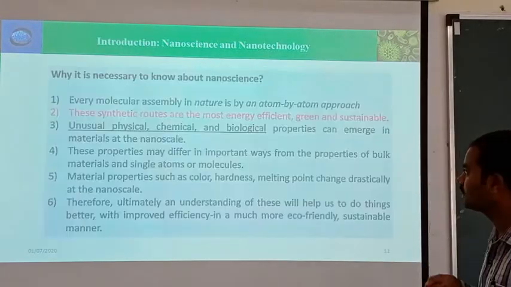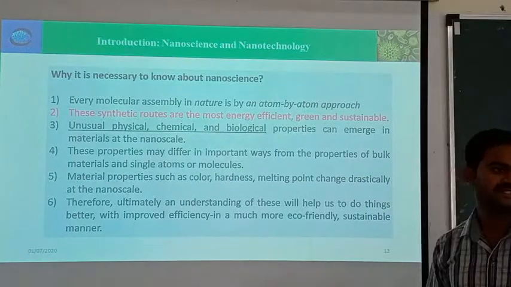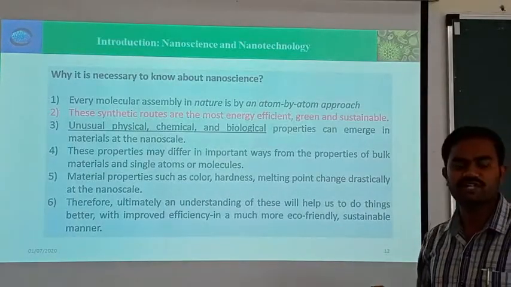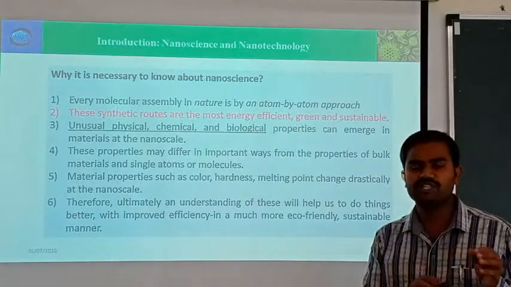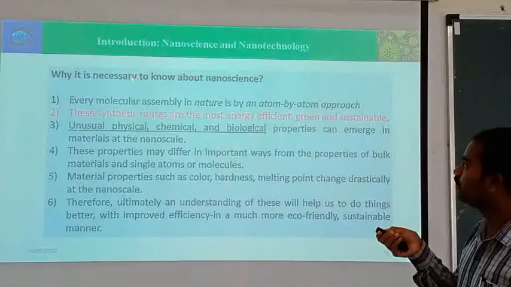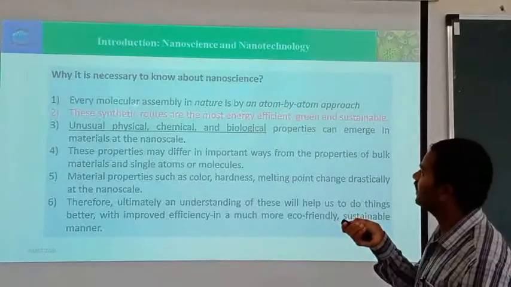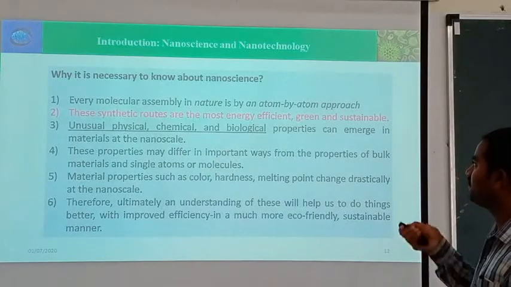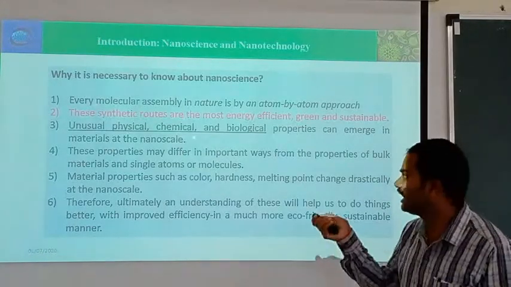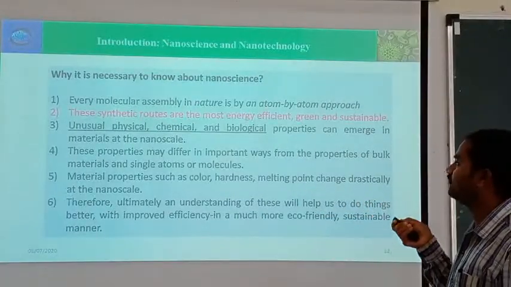Now, why is it necessary to know about nanoscience? We are talking about nanoscience and nanotechnology. We have to use it here, we have to use it there, nanotechnology. But what particularly do we have to know about nanoscience? Every assembly in nature is made by an atom by atom approach. Every naturally occurring molecular assembly in nature is made up of atom by atom.